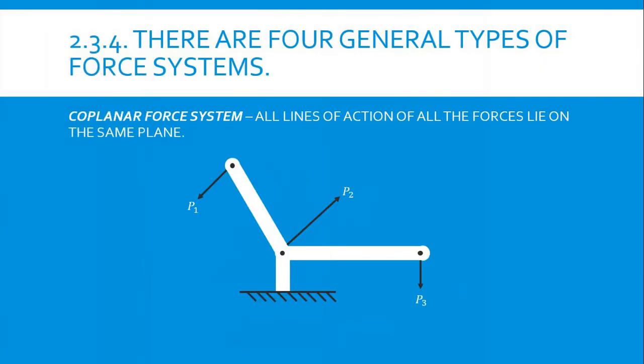Next is the coplanar force system. The lines of action of all the forces lie on the same plane. This illustration here is the plane, and P1 goes here, P2 goes diagonally up, and P3 goes down.